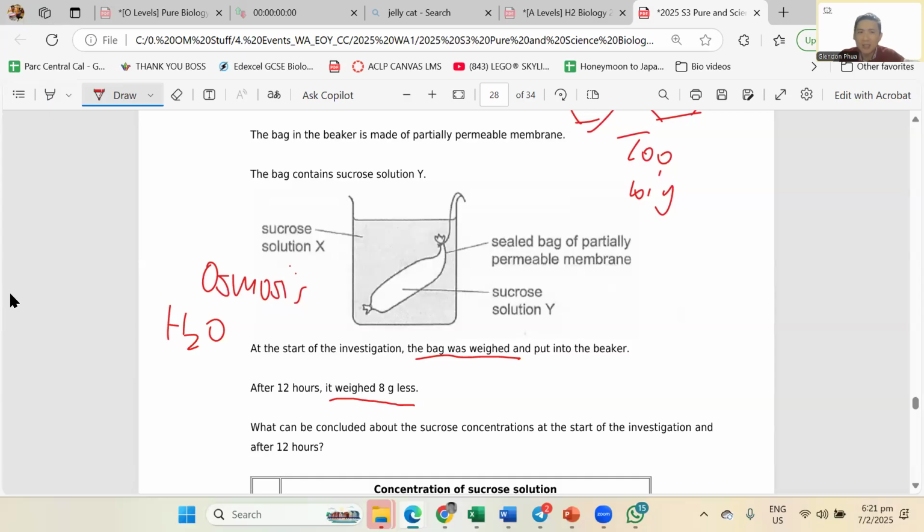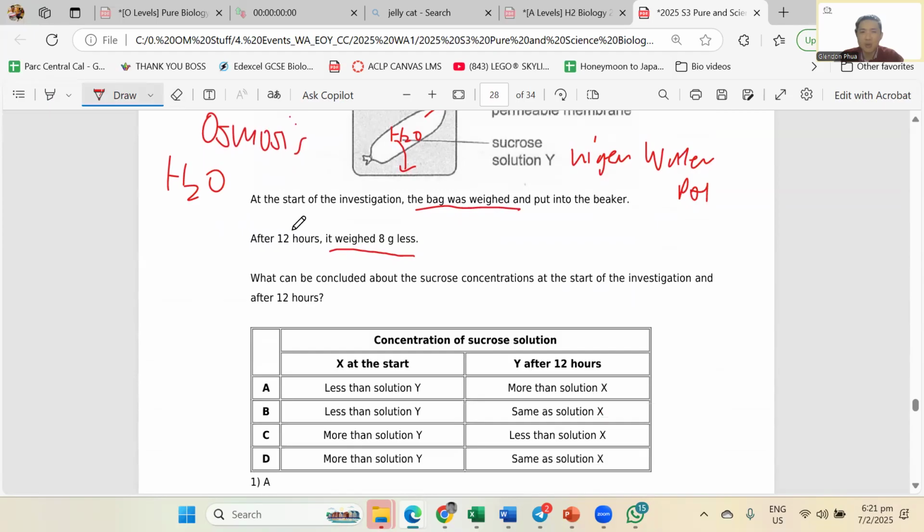So after 12 hours, it weighed 8 grams less. If it weighs less, third step, draw the arrow. It means water has moved out. So if water has moved out, I can label my regions now. Water molecules in osmosis will always move from higher to lower. So now I'll label which one is higher. Oh, Y is higher water potential. Here is lower water potential. So now I know higher, I know lower, I can go to the question.